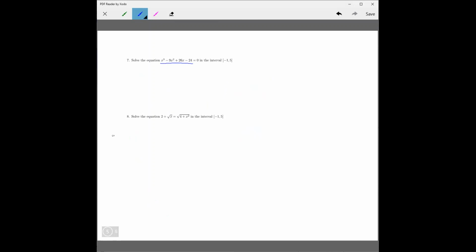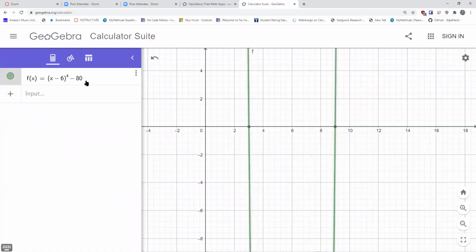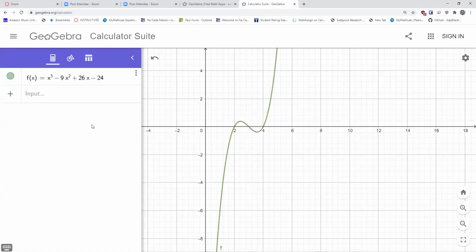Okay, and so again, what you do is you go over to GeoGebra, and you just put in the function, so x to the third minus 9x squared plus 26x minus 24. Hit enter.